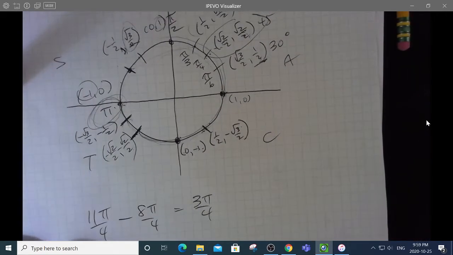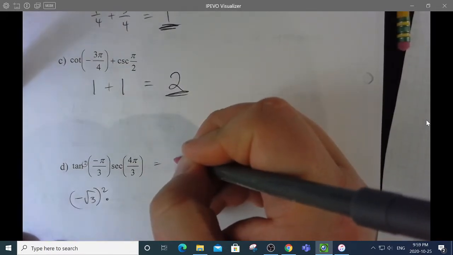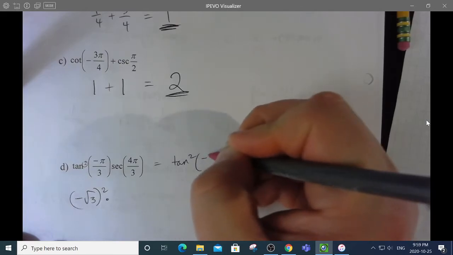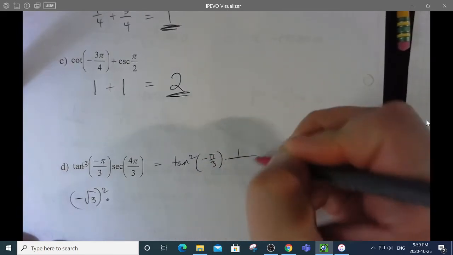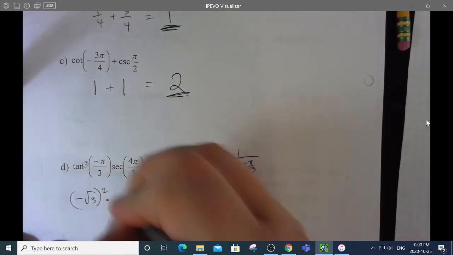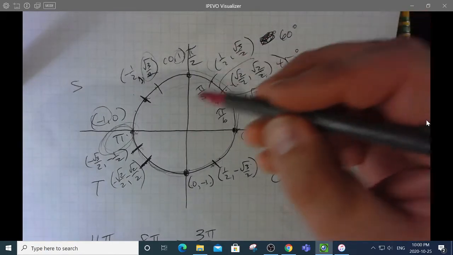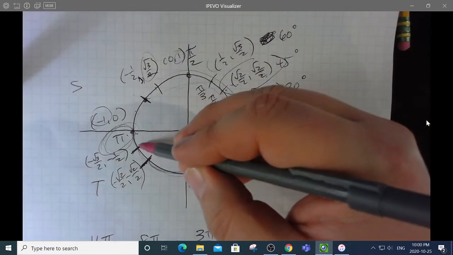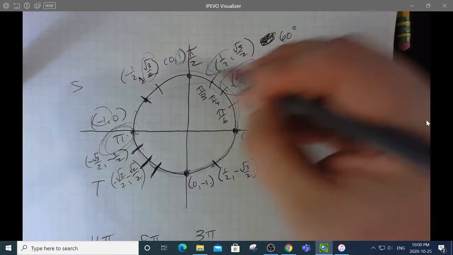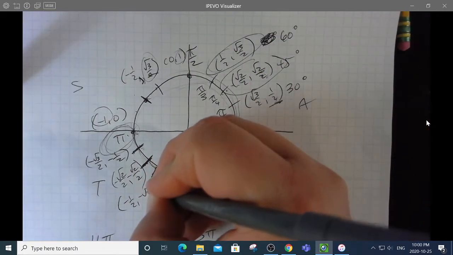This one's a times the secant of 4 pi by 3. Why don't I just rewrite this? This is like saying tan squared of negative pi by 3 times 1 over the cosine of 4 pi by 3. So this is times 1 over, and what's the cosine of 4 pi by 3? Well, 4 pi by 3, oh, my hand froze. There we go. The cosine of 4 pi by 3, that's 1/3 past, so that's 1, 2, so that's here. That's this family, so that would be negative 1/2, negative root 3 over 2. Okay, which one do I want?